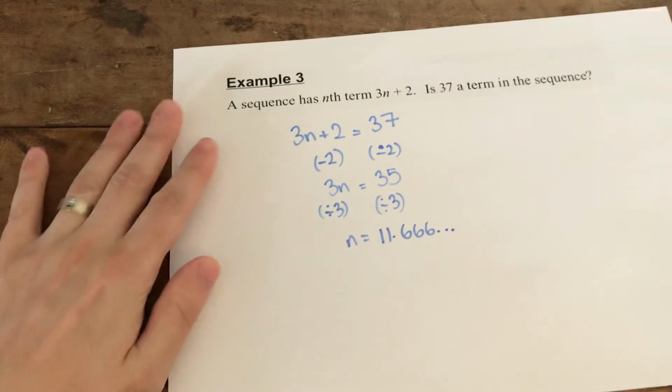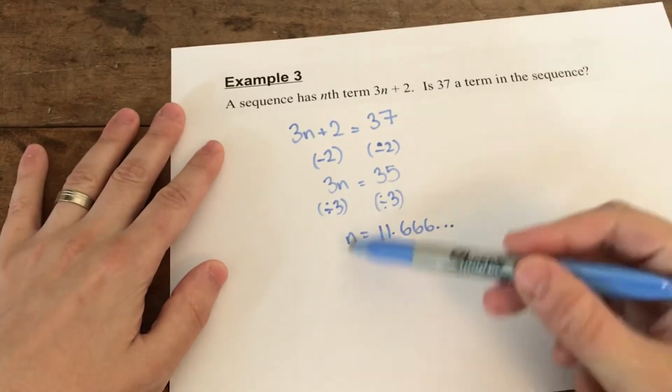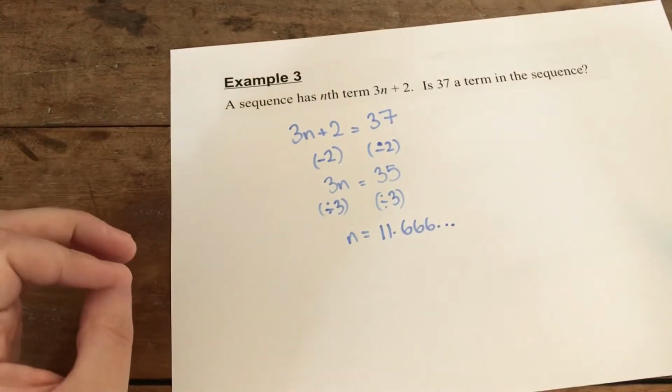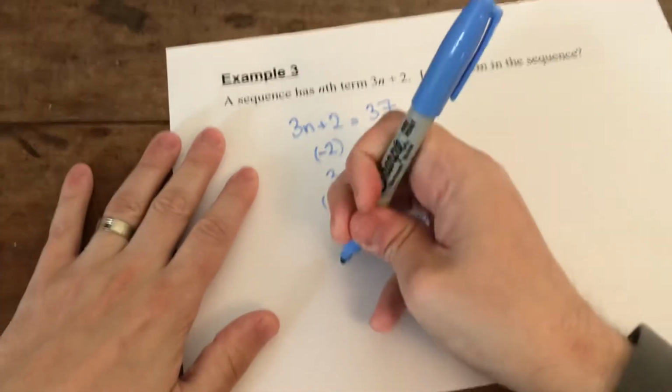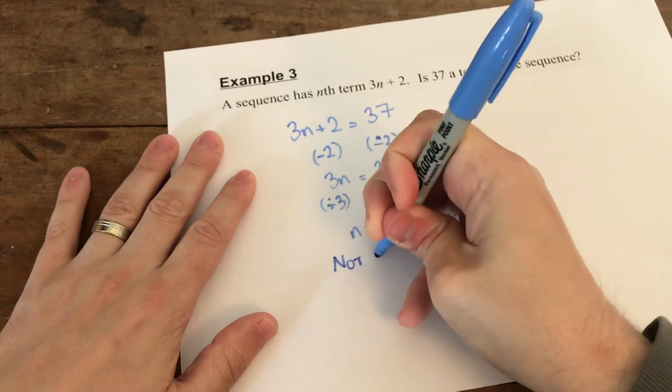Now, when I get a number which isn't a whole number in this situation, this tells me that the number 37 is not in the sequence.